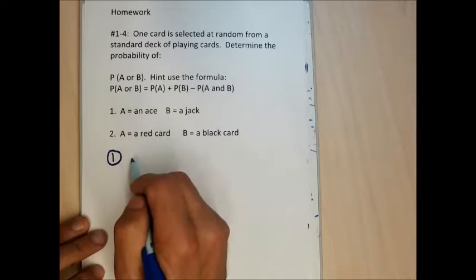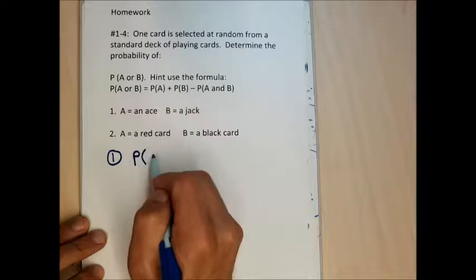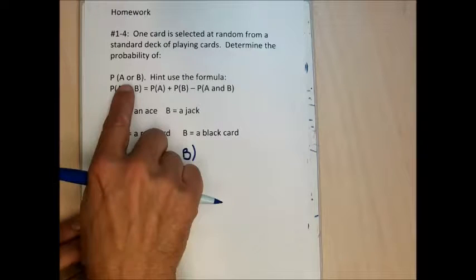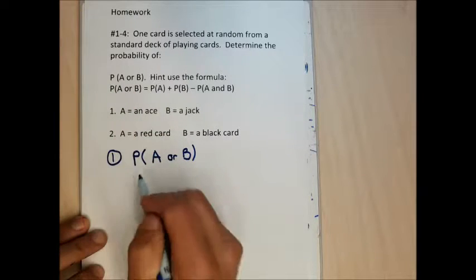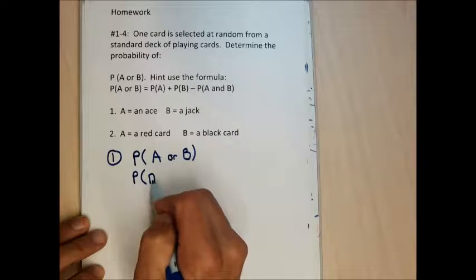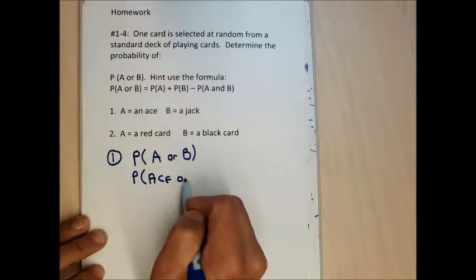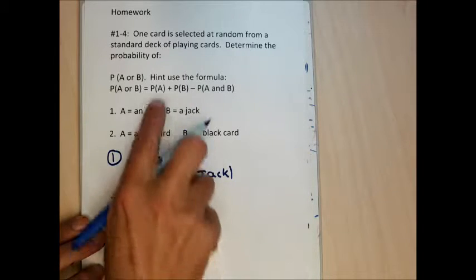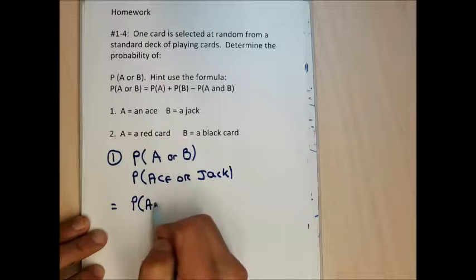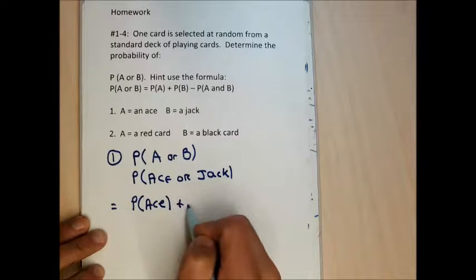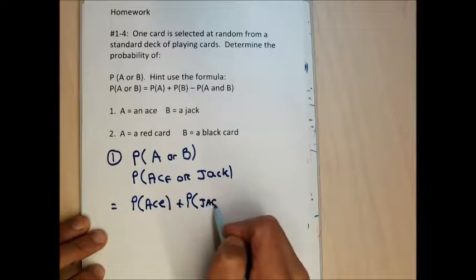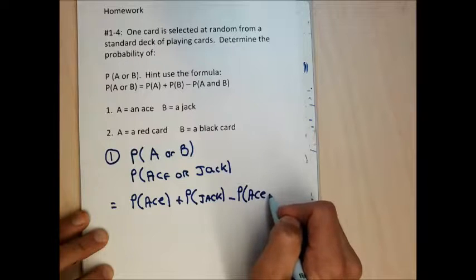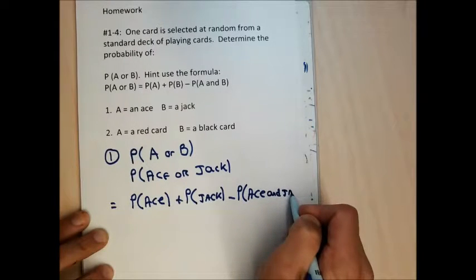So for 1, what I'm trying to find is the probability of A or B. In this case, for your problem 1, you're trying to find the probability of getting an ace or a jack. And if I use the formula, I know that that's the same as the probability of getting a card that's an ace plus the probability of getting a card that's a jack less the probability of getting a card that's both an ace and a jack at the same time.